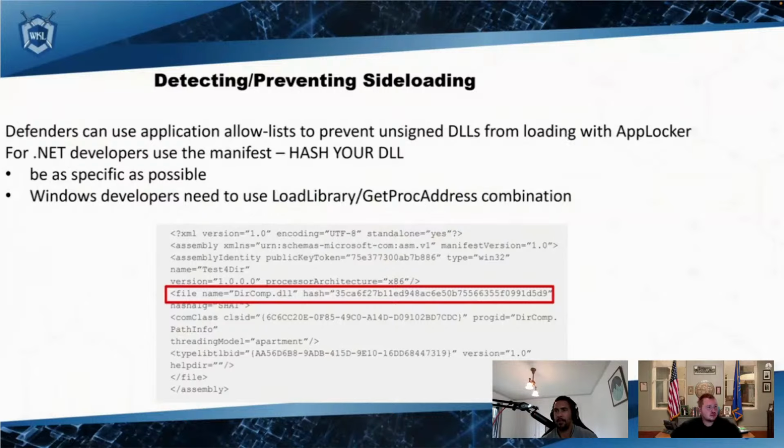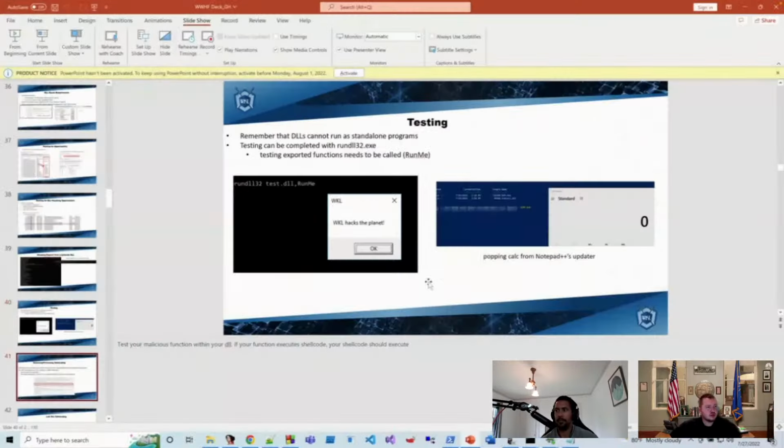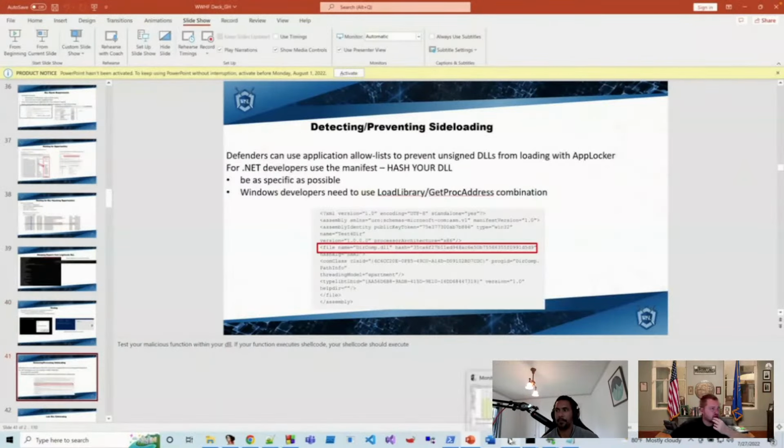Be as specific as possible. Windows developers need to use LoadLibrary and GetProcAddress in combination. I still need to demo that within API Monitor. A lot of times Windows developers will just use LoadLibrary to call kernel32, but they won't do the last step, which is GetProcAddress to actually call whatever function they want within kernel32. If they don't do that and the path is not hard coded, we can actually sideload our DLL. Bad developers.